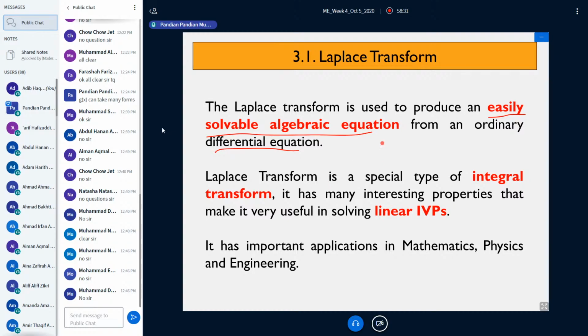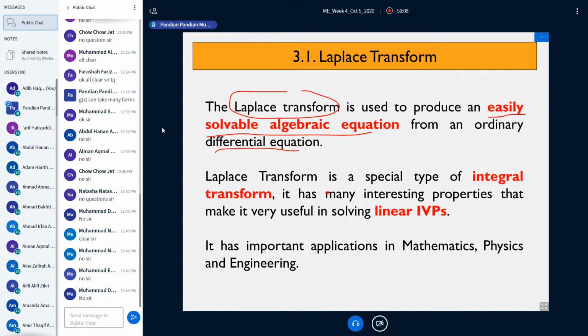What is this? You got to wait and see. Later we will show you how this algebraic equation comes into the picture. This Laplace transform involves solving algebraic equations. So you must be very good in algebra, especially partial fractions, and how to decompose a fraction and so on. Of course, algebra is very important here.